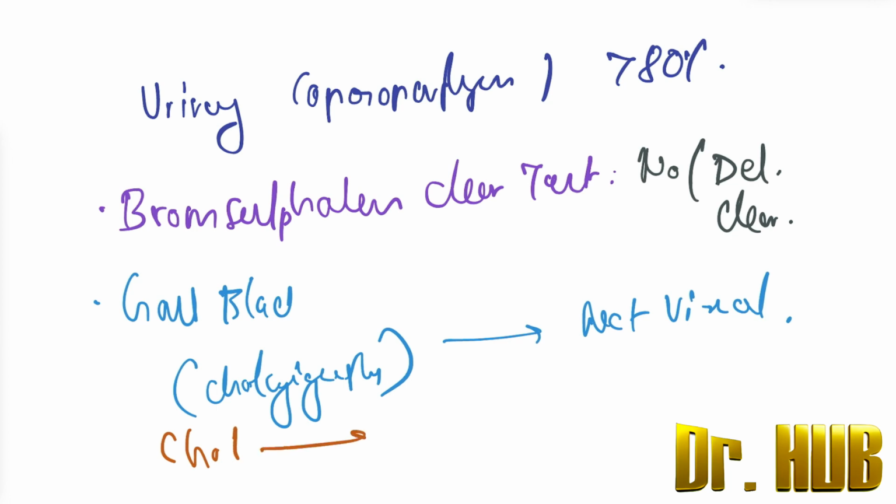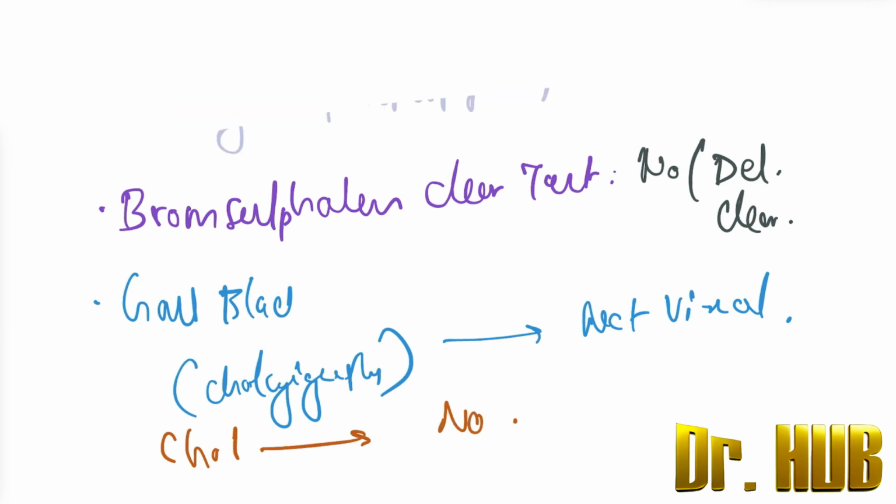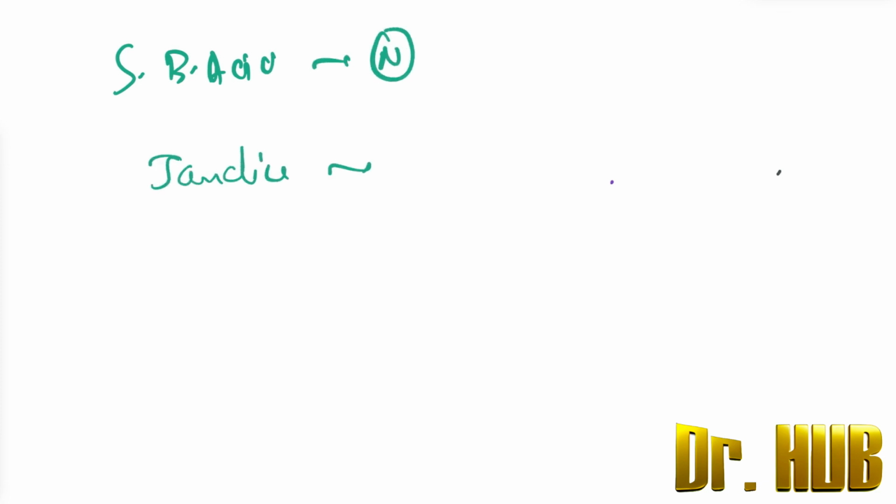Then cholestasis, the answer is no. What about serum bile acids? Serum bile acid is going to be normal, and talking about jaundice, it will be mild. By mild, it is similar to Rotor, that is total bilirubin less than 4 mg per dl.